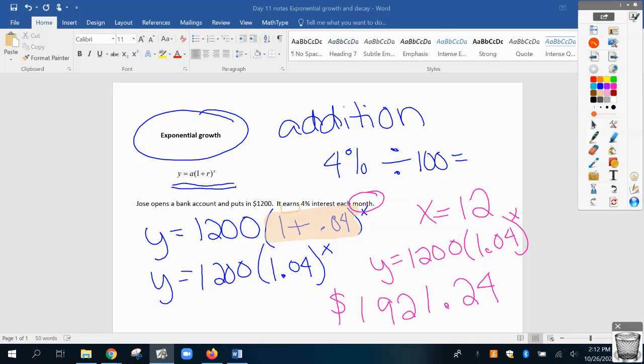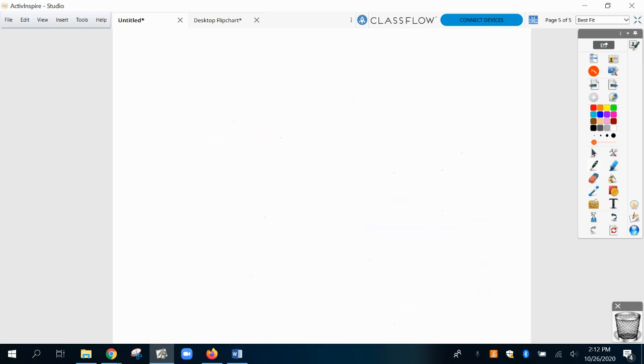Okay, so let's look at another example. Let's say that you purchase a home in Westfield, and when you purchase the home, it costs you $225,000. Okay, but we know that the home is going to appreciate. Appreciate means it's going to go up. The home is going to raise in value by 4% each year.